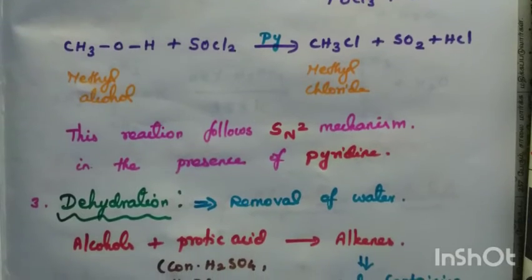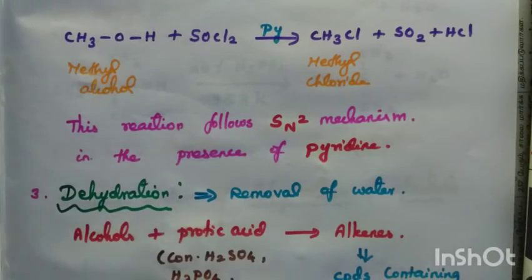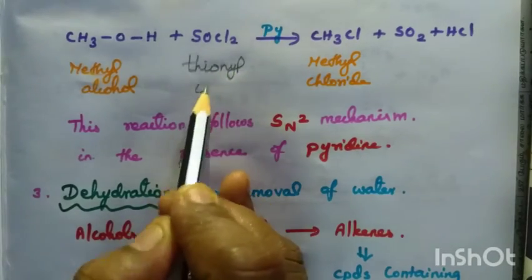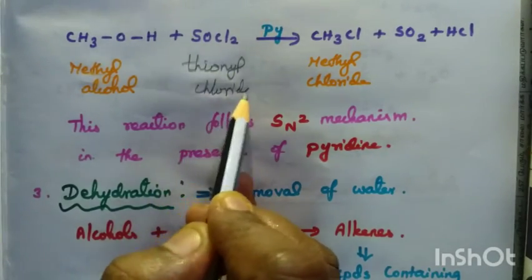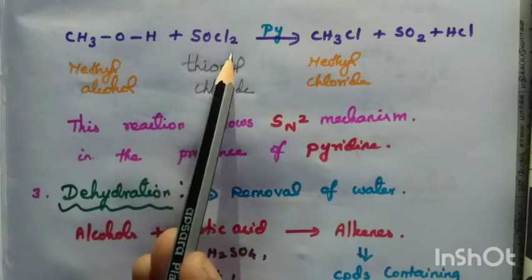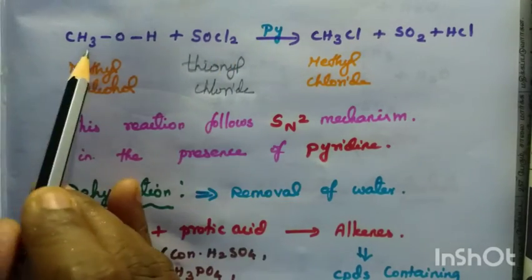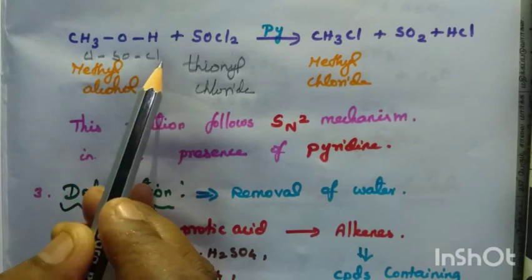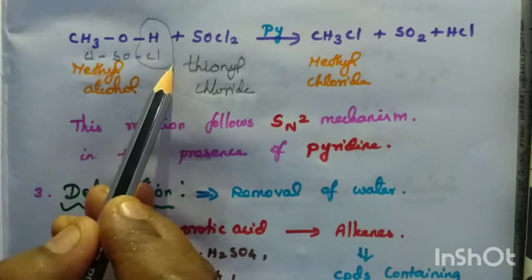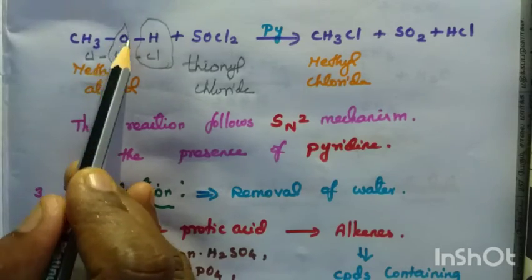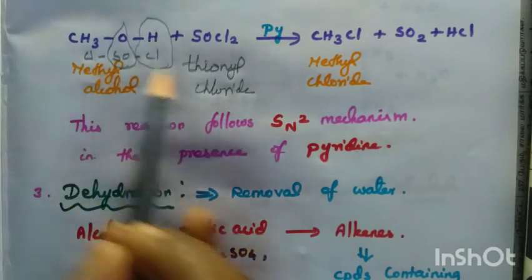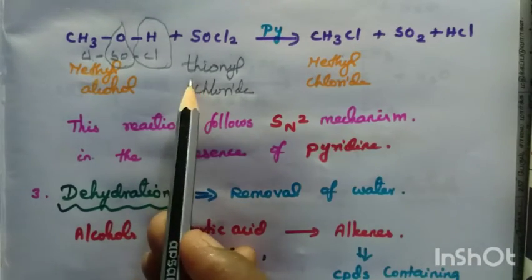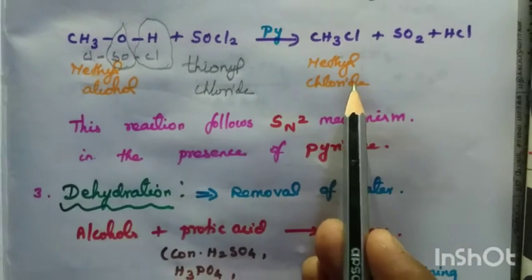Now we are going to see the reaction with thionyl chloride. Why is it called thionyl? Sulfur is there, no? So it is thionyl chloride. How does this reaction take place? Cl, SO, Cl. HCl goes out. SO2 goes out. We get methyl chloride. So, in this manner, we convert the alcohol to halide.